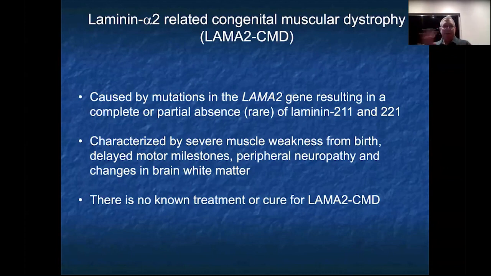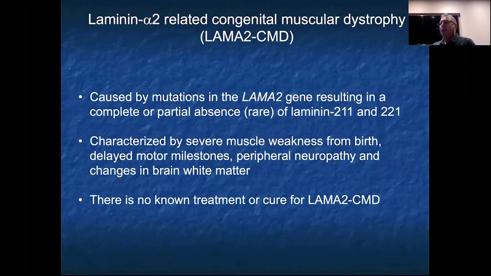Laminin-211 is found around the muscle fibers, and then 221 is concentrated at the neuromuscular and myotendinous junctions. So for those patients that have complete absence, they're missing the laminin isoforms at the neuromuscular as well as the myotendinous junctions, as well as across the rest of the fiber. It's characterized by severe progressive muscle weakness from birth, and obviously hypotonia, so straight from birth, there's an issue. Delayed motor milestones, peripheral neuropathy, and changes in brain white matter are detected by MRI.